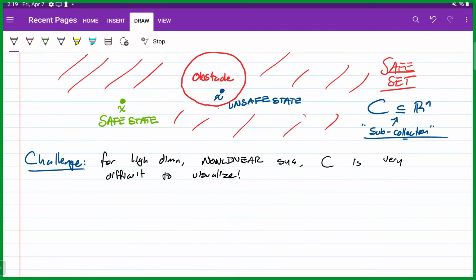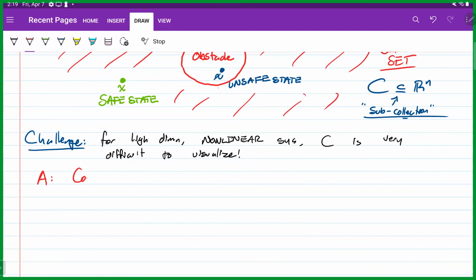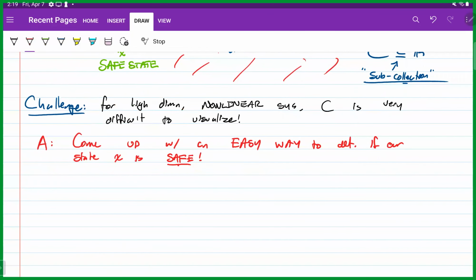So what we want to do is come up with some easy way to represent whether our state is safe or not. So our answer: come up with an easy way to determine if our state X is safe. And what I'm about to write is going to lay the foundations for a control barrier function. For now, just think of this as a function that indicates whether your system is in one of these safe sets or not.